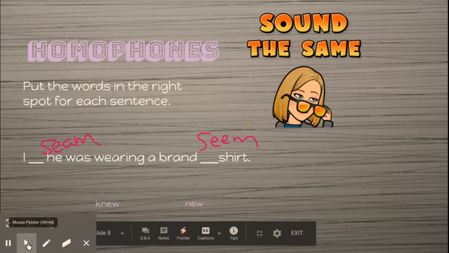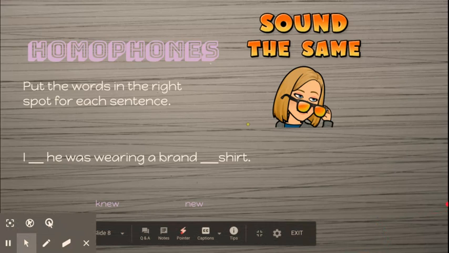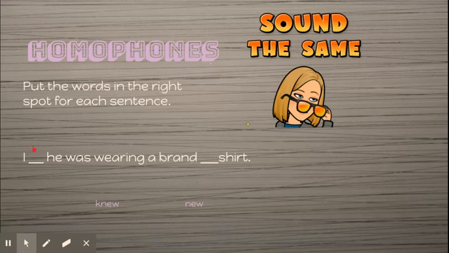Okay, looking at another one. I knew he was wearing a brand new shirt. So which new is the correct one for the first part of the sentence? You should have picked K-N-E-W. This is new, like the past tense of know. I knew he was wearing a brand new shirt. If it's not old, it is new, N-E-W.